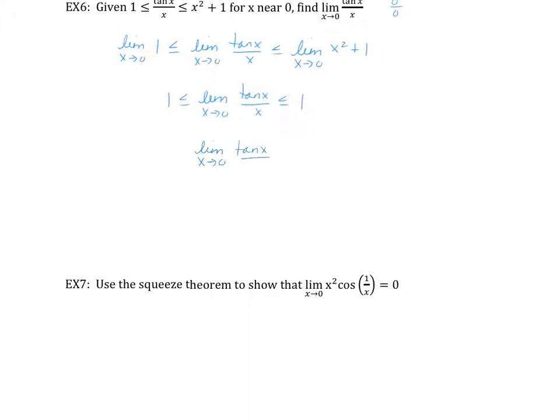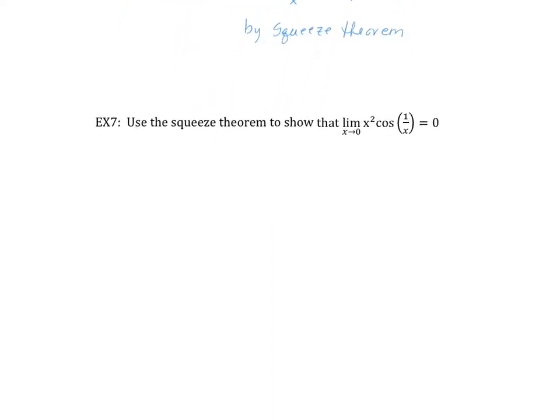So I wouldn't stop with the inequality, because remember, we were supposed to find the limit as x goes to 0 of tangent of x over x. Erase. It's equal to 1, because that's what the other two are. Okay? So the limit is equal to 1, but I have to justify that. So I would just write by squeeze theorem. Alright? So that's the idea. You just take the limit in the inequality itself and see what happens.